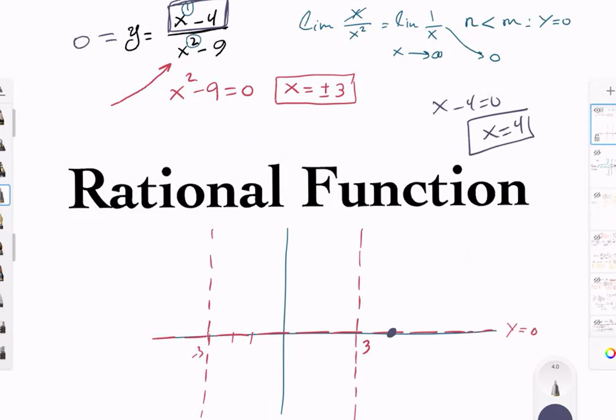What is y-intercept? So now you can use a calculator to graph it, or you can just find the y-intercept. Y-intercept, if x equal to 0, it will be 4/9. For example, 4/9 is there. But then the graph might be something like this.